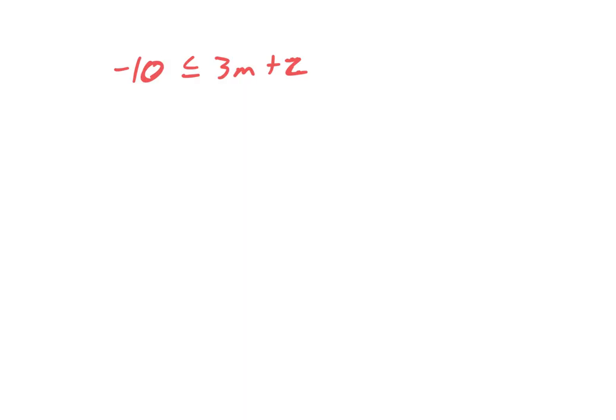So, first up here, we're trying to solve for m. And so we're going to get m by itself first. So what would we do first? Subtract 2, right? So we're going to subtract 2 from both sides. So we get negative 12 is less than or equal to 3m. And then we're going to divide by 3.